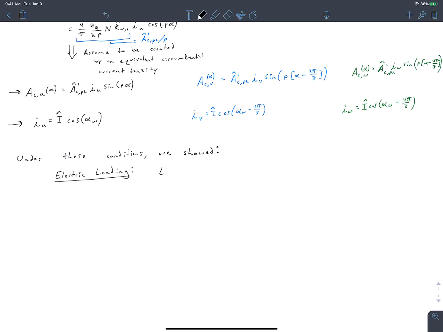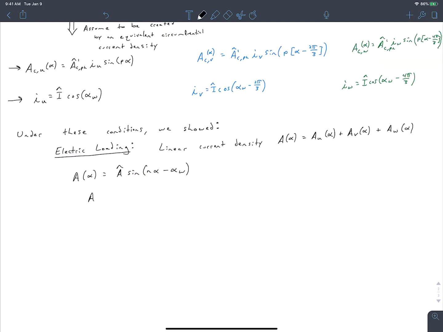And our electric loading was our linear current density when we have all 3 phases excited. And we had an expression like this, where A hat is the electric loading, and that was limited by the cooling conditions of our machine. So if it was an air-cooled machine, we had something like 30 to 80 kiloamperes per meter, and if it was liquid-cooled, we could go much higher. And we related that back to this quantity ACPH prime using the radius and this factor 3/2.